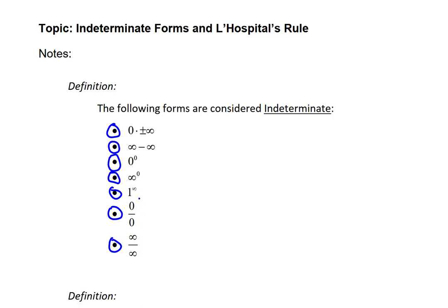Now you'll notice those last 2 are familiar. We've already done limits in the context of calculus where we encountered those kinds of indeterminate forms, and we actually had ways to deal with them. There were many algebraic tricks we tried in order to wiggle our way out of those indeterminate forms and work toward an answer.